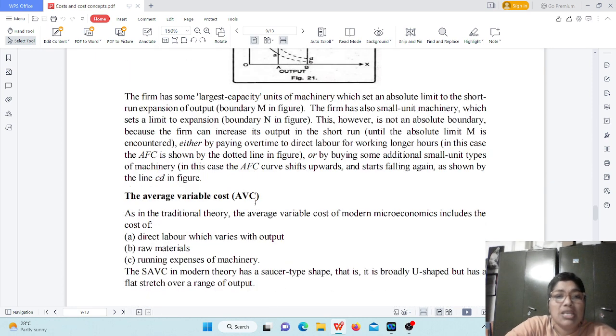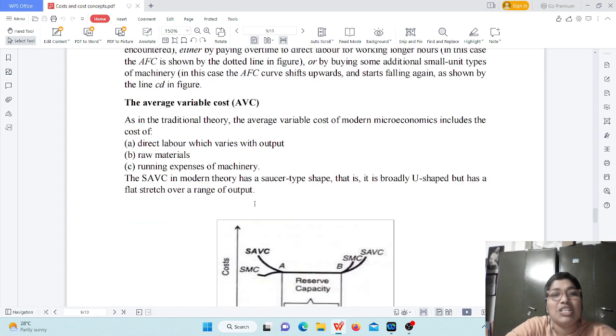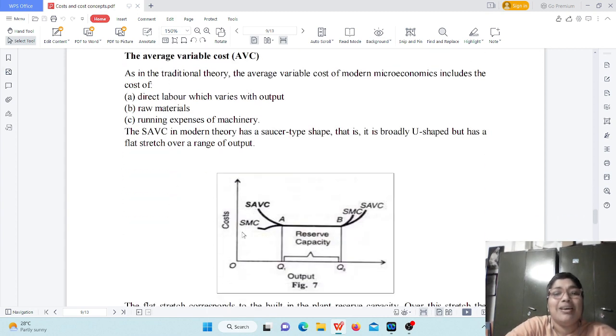Okay. Now next thing is, what's the shape of the average variable cost? You can see here, the average variable cost has got an L shape. So this is a short run average variable cost. Till A it is falling, and then it has got a flat stretch over a wide range of output, that is Q1 to Q2. Okay, and that is known as the reserve capacity, which he builds for various reasons. And then after this Q2 level of output, you see average variable cost is rising.